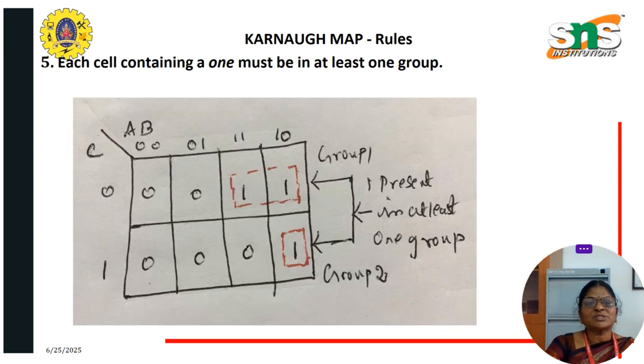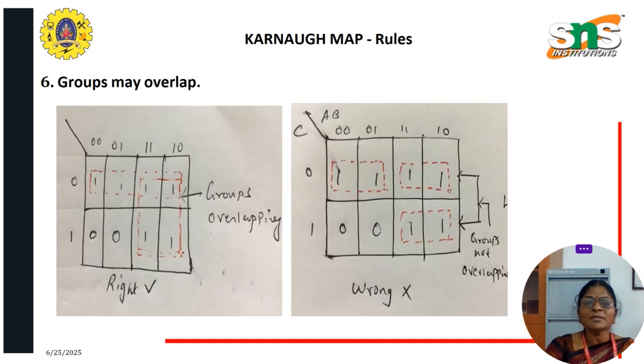Next rule is each cell containing a 1 must be in at least one group. That is, we should not leave any one left out. Even if it is not able to pair adjacently, we have to encircle it separately and consider it as a separate group. That process is said to be an isolated term.